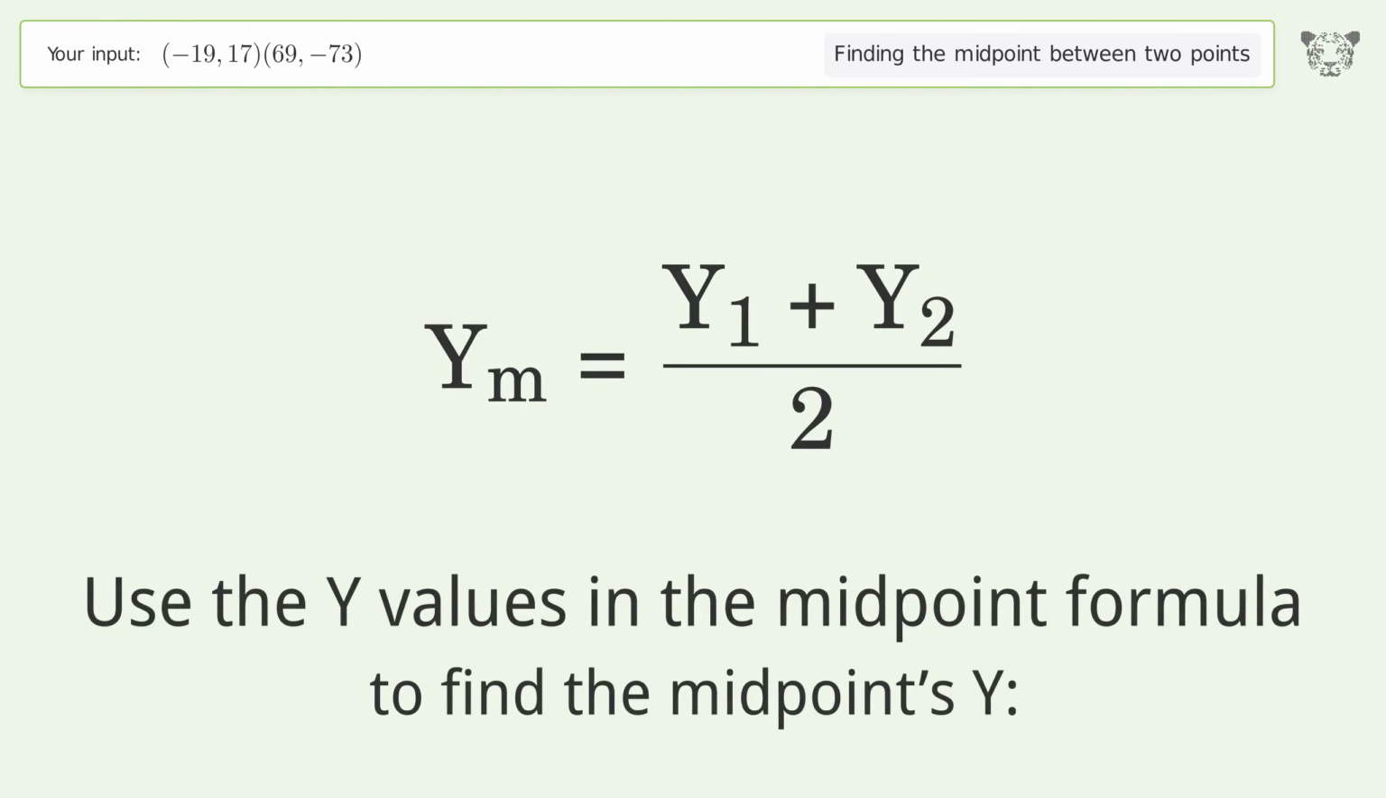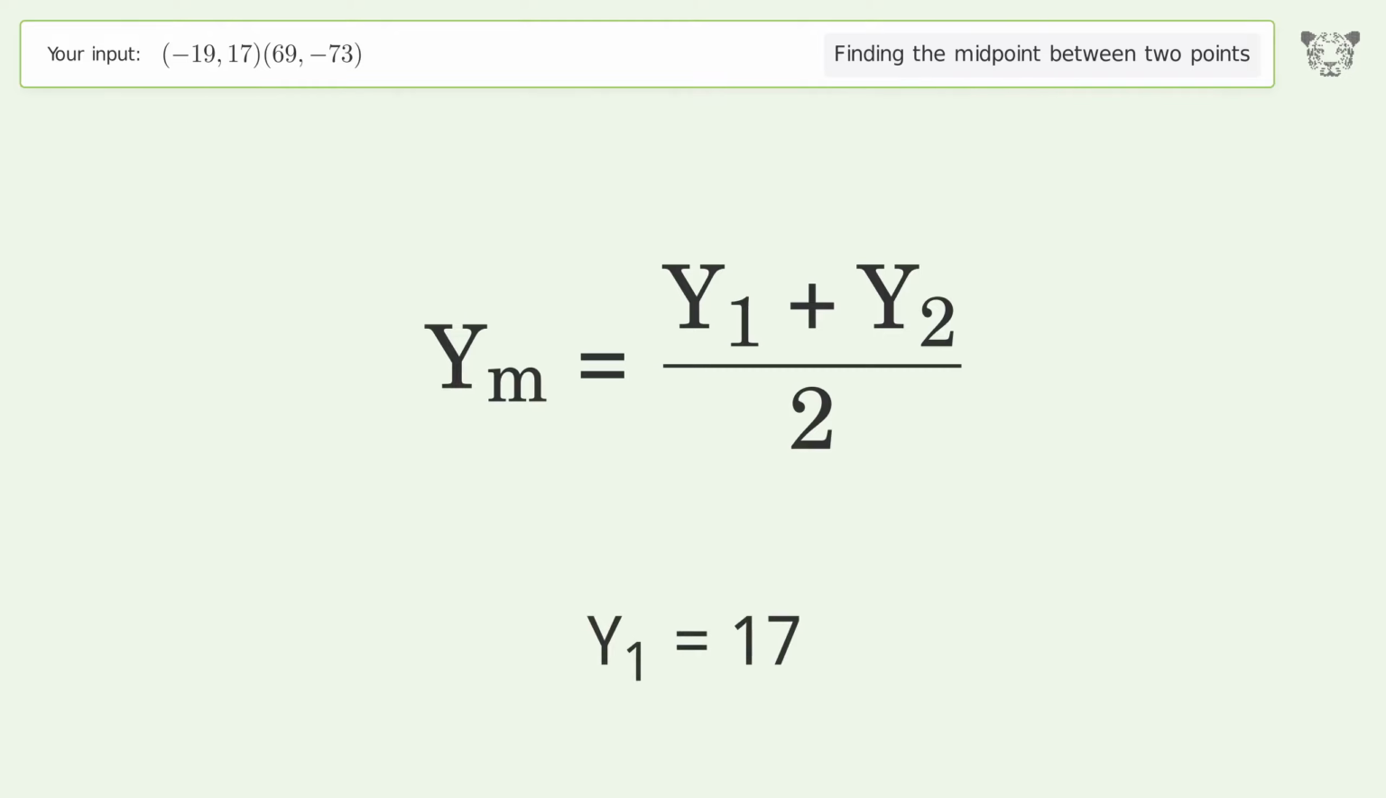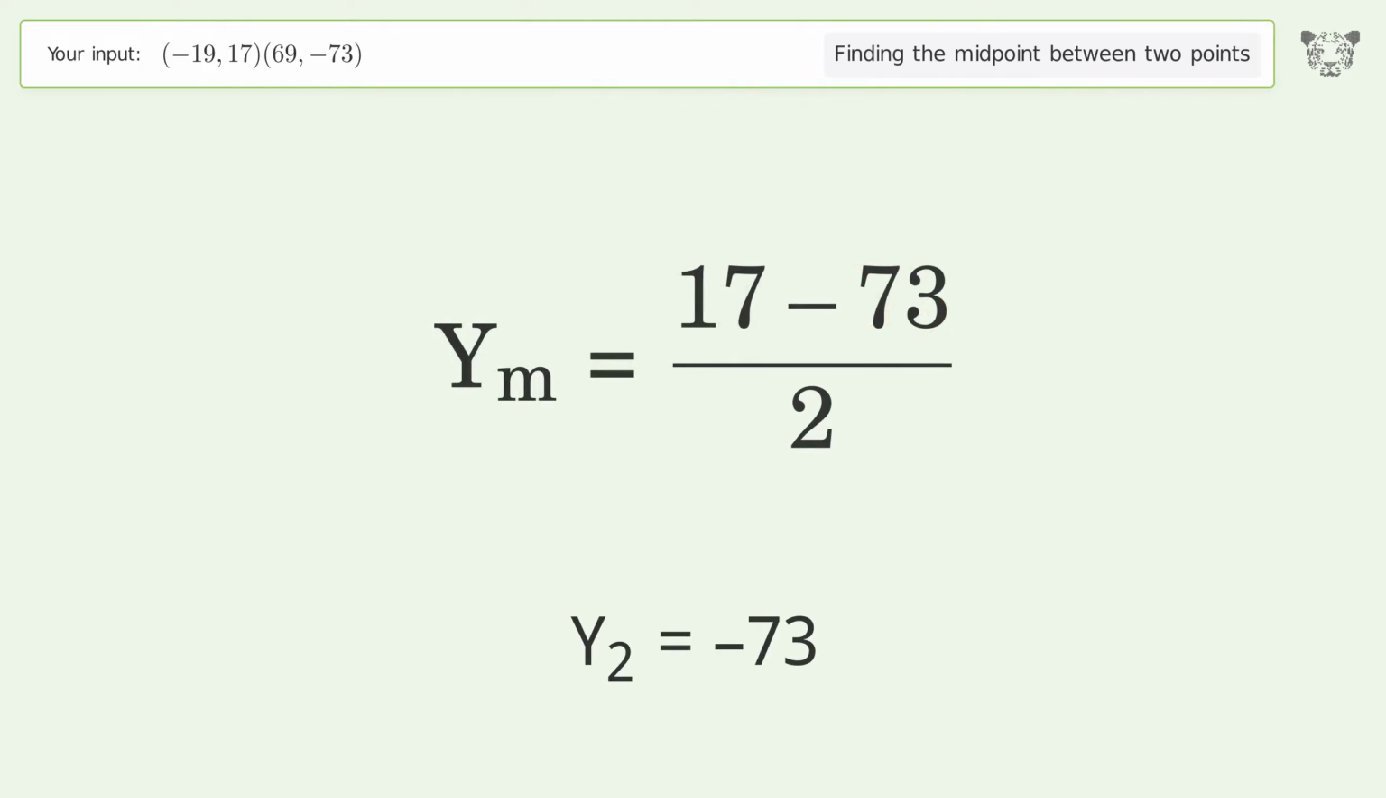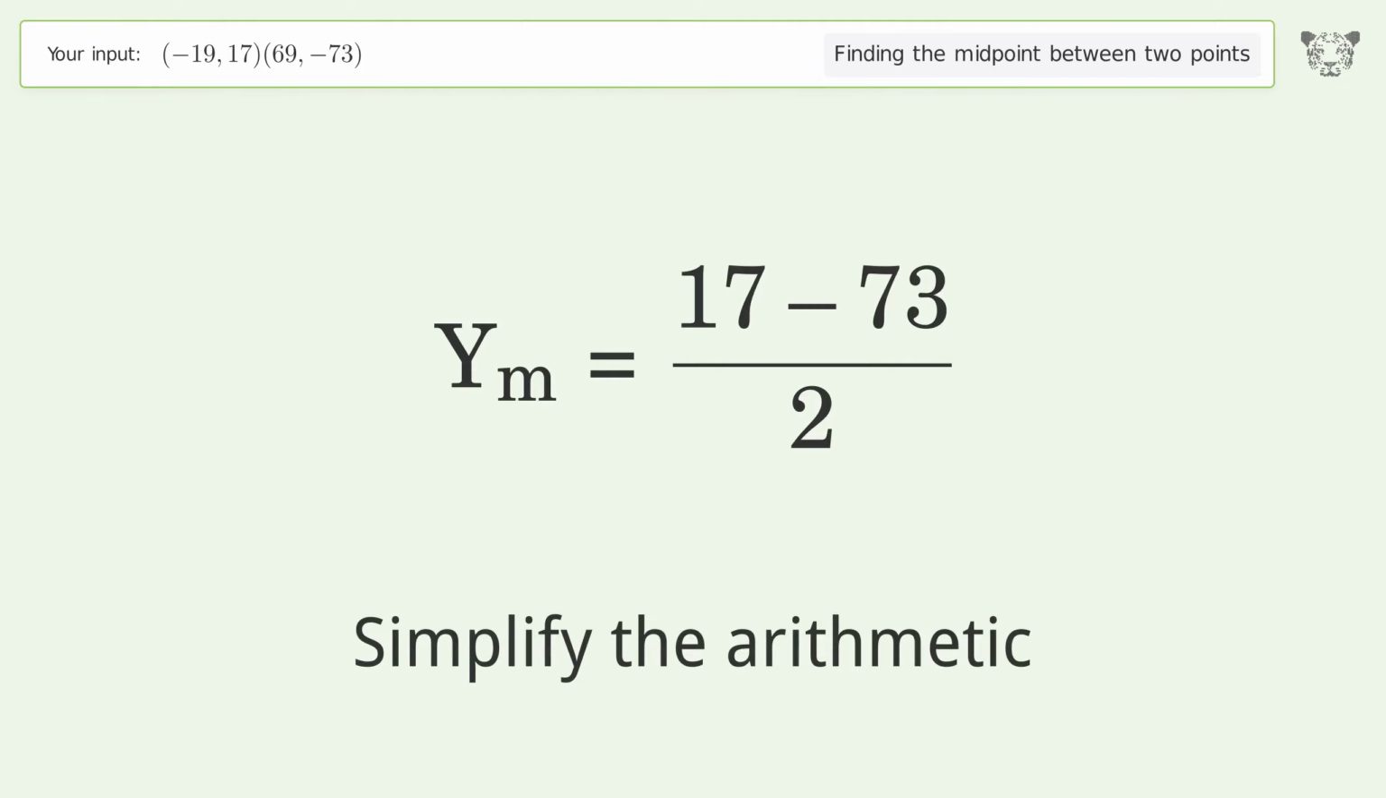Use the y values in the midpoint formula to find the midpoint's y. y1 equals 17. y2 equals -73. Simplify the arithmetic.